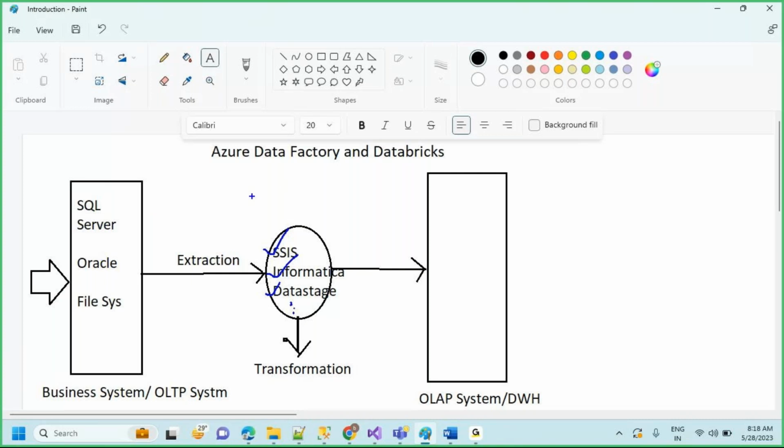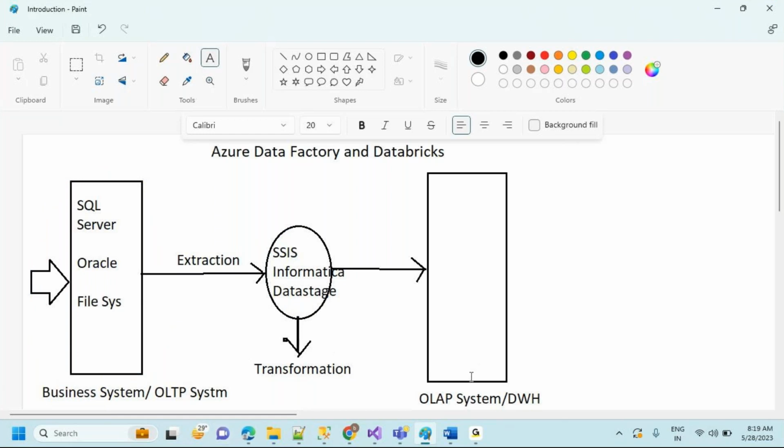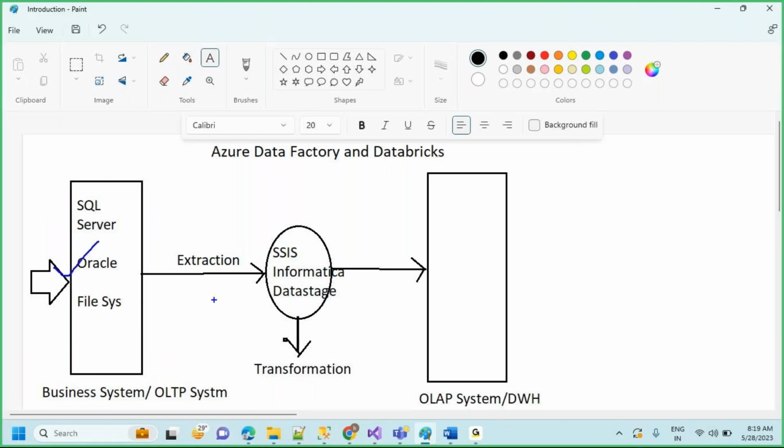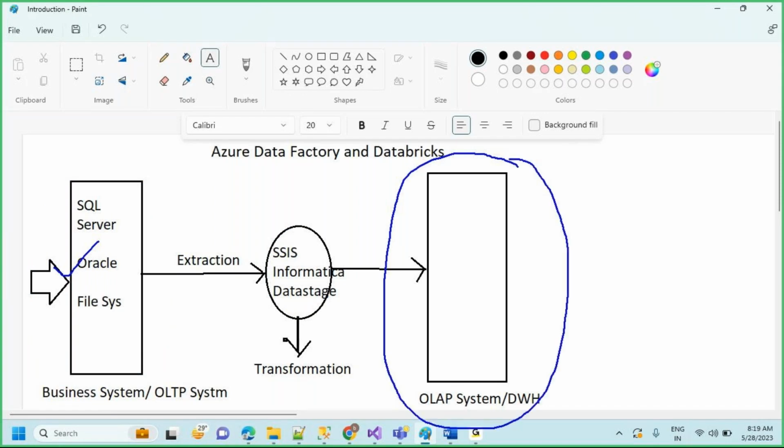I'm going to note a few problems here. The first one is the storage problem. The storage is very, very difficult in this particular system. A business system is fine, but when it comes to the warehouse, this is the place where they face an issue. Storage is an issue because big data came into the picture. Since we have a lot of transactions day to day, storing data is a very big problem.